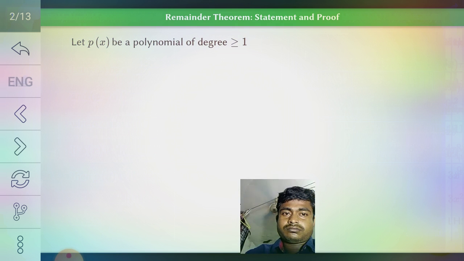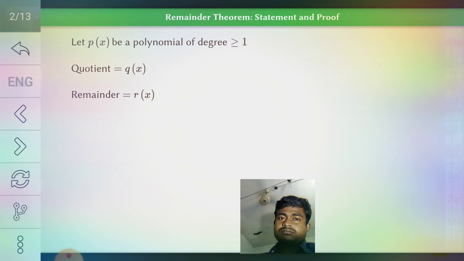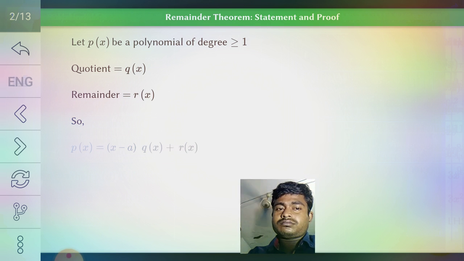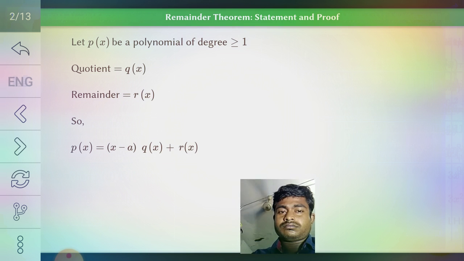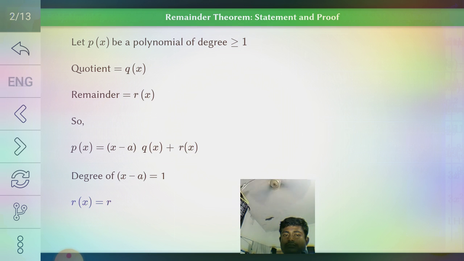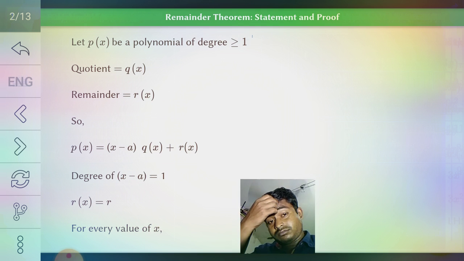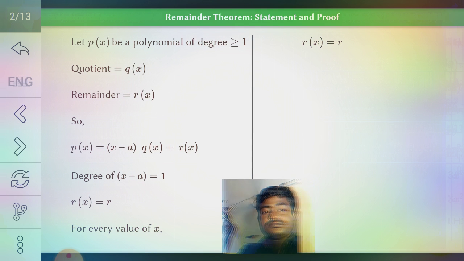Let p(x) be a polynomial of degree greater than or equal to 1. When p(x) is divided by x − a, let the quotient be q(x) and the remainder be r(x). So, p(x) = (x − a)q(x) + r(x). We can see that the degree of x − a is 1. This means r(x) is a constant term, say r. In other words, for every value of x, r(x) is equal to r.